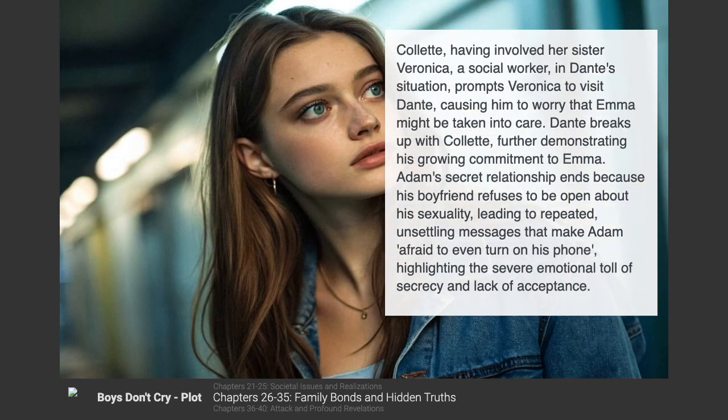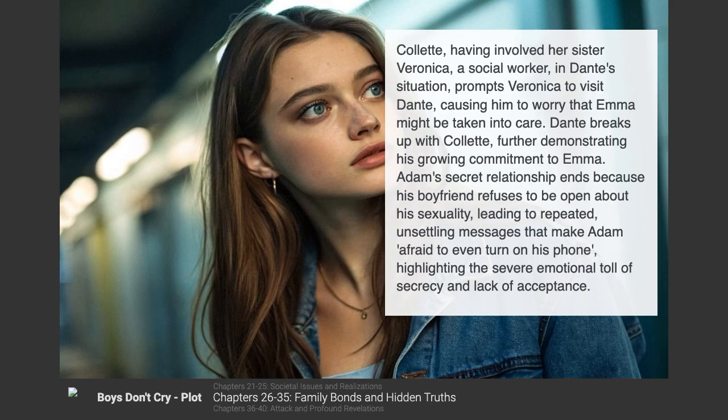Colette, having involved her sister Veronica, a social worker, in Dante's situation, prompts Veronica to visit Dante, causing him to worry that Emma might be taken into care. Dante breaks up with Colette, further demonstrating his growing commitment to Emma.